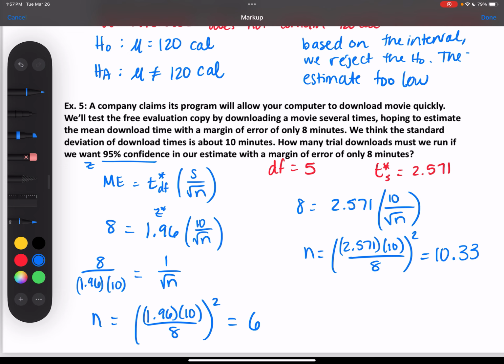Now, can I do a partial download? No, because I need to know the download time, which would be complete. And so I'm going to round this up. So I would say that n is equal to 11 trial downloads.